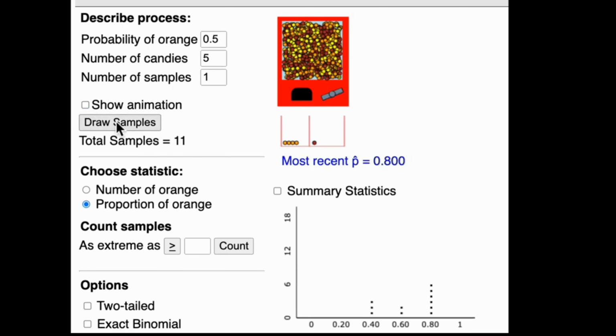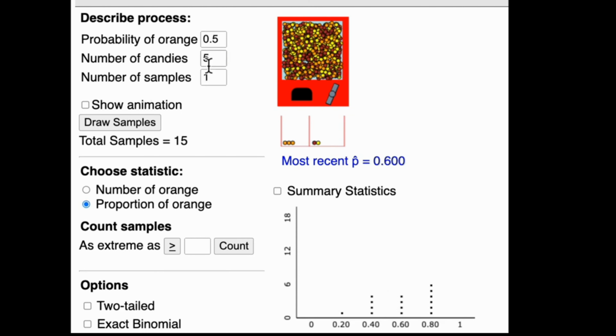I'm going to shut off the animations now so I can do this a lot faster, right? So every time I'm pressing draw samples, I'm putting in the quarter, I'm getting 5 pieces of candy, it counts it, and it's just graphing it. And you would expect that at 0.50, right here in the middle, guys, we would have more of our candies. Does this make sense?